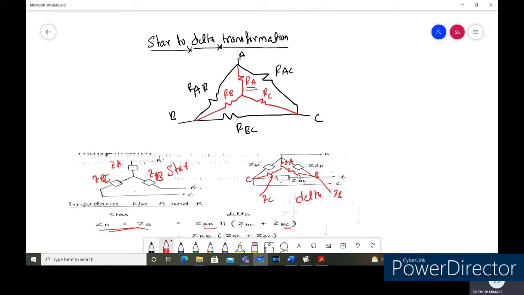Now, in order to convert star to delta, if the star network is given, we need to convert it in terms of the delta. ZAC we need to find from ZA, ZB and ZC. ZAC is the product ZA into ZB plus ZB into ZC plus ZC into ZA divided by the opposite one, which is ZB. Similarly, we can find ZBC: it's ZA into ZB plus ZB into ZC plus ZC into ZA divided by the opposite one, which is ZA.